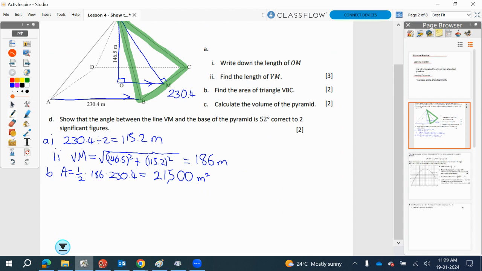Volume of a right pyramid for C equals a third times the area times the height. So, how do we calculate the area of the base? It's going to be 230.4 squared. That's the area of the base. We're going to times this by the height, 146.5. Type this one into your calculator.